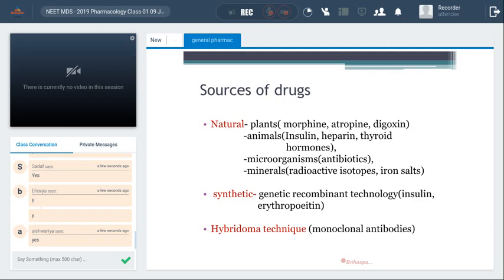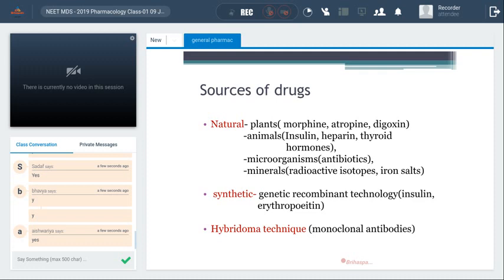Atropine is also an alkaloid, which is derived from the tree Atropa belladonna. Digoxin is also an alkaloid, which is derived from the tree Digitalis purpurea and Digitalis lanata. Digoxin is also called Digitalis. So those which are derived from plants are called alkaloids.